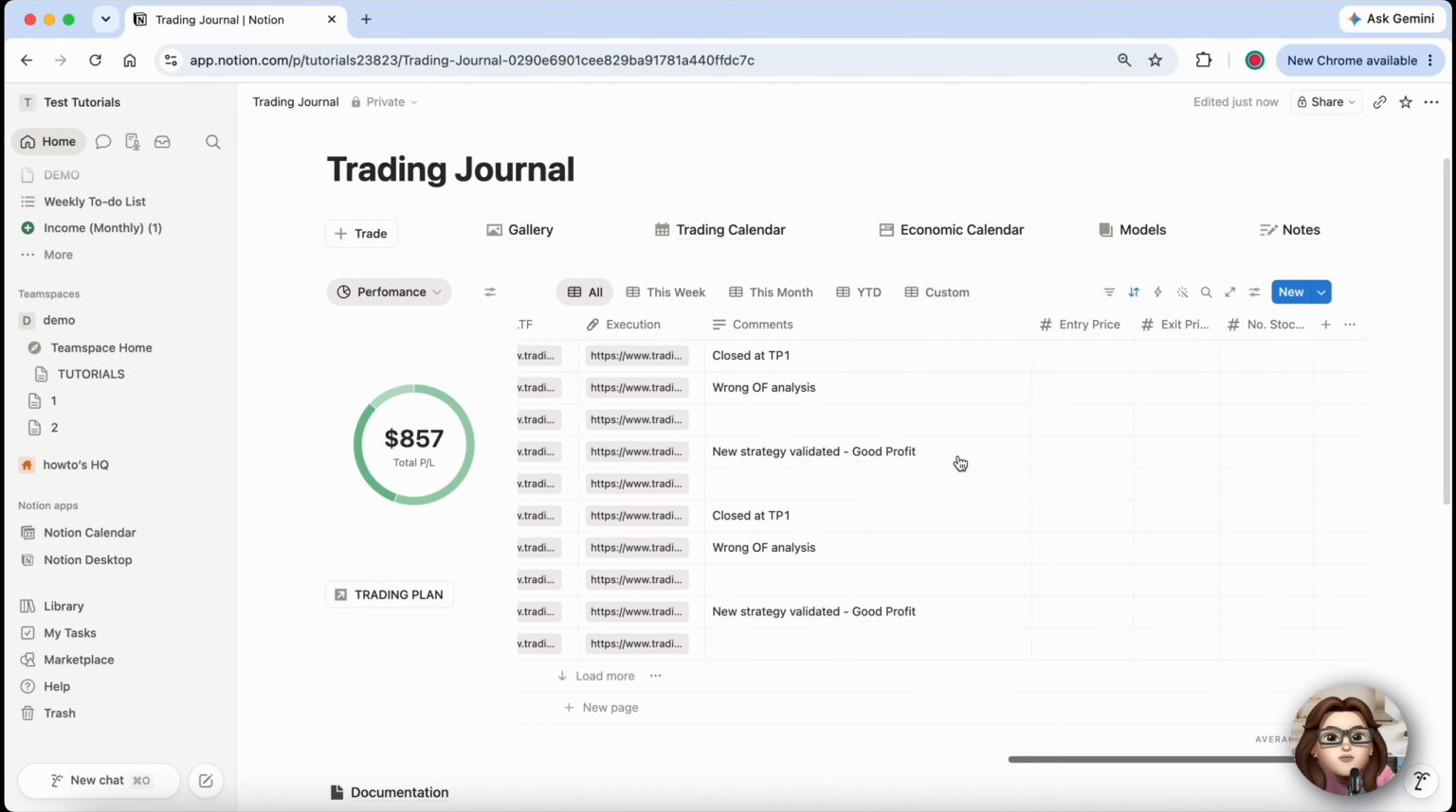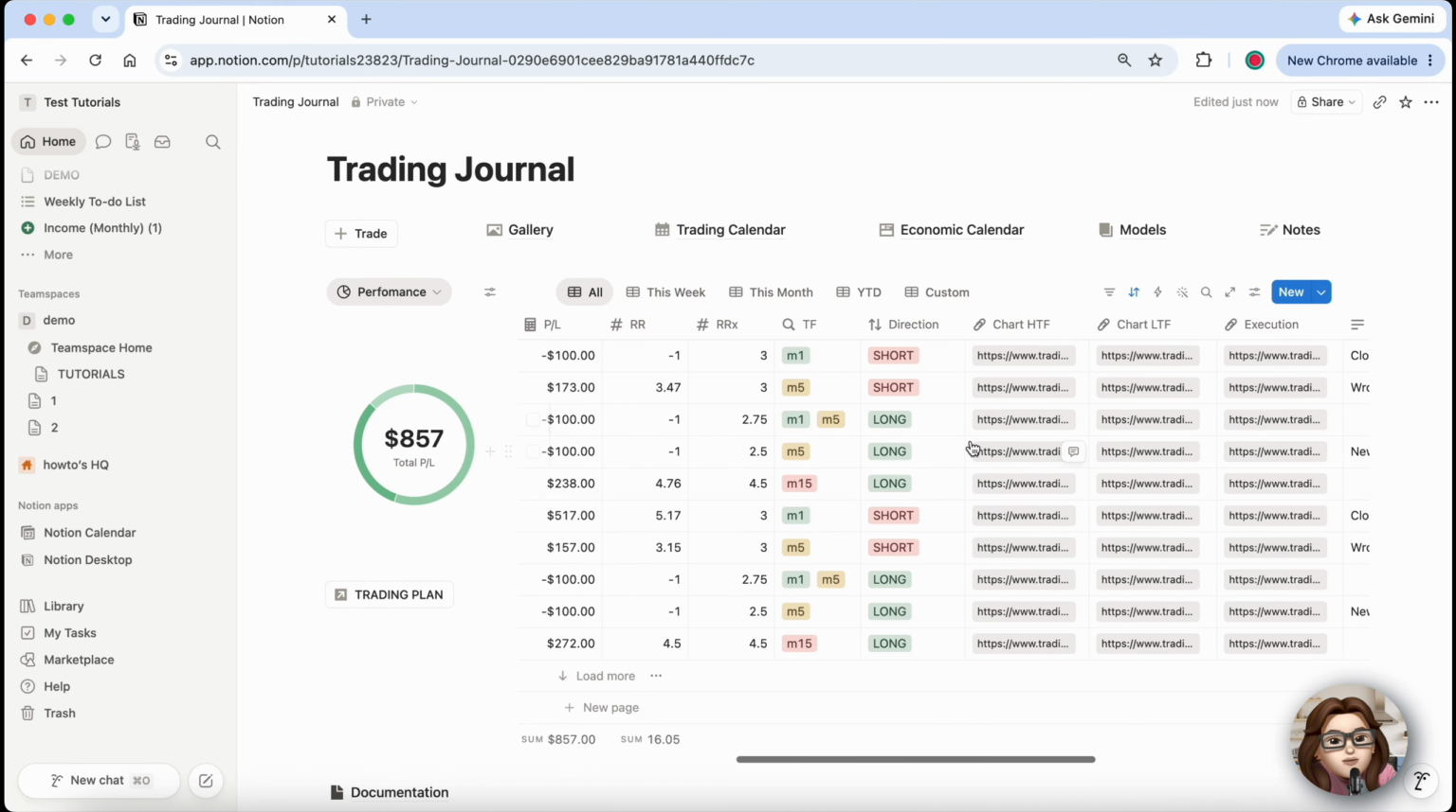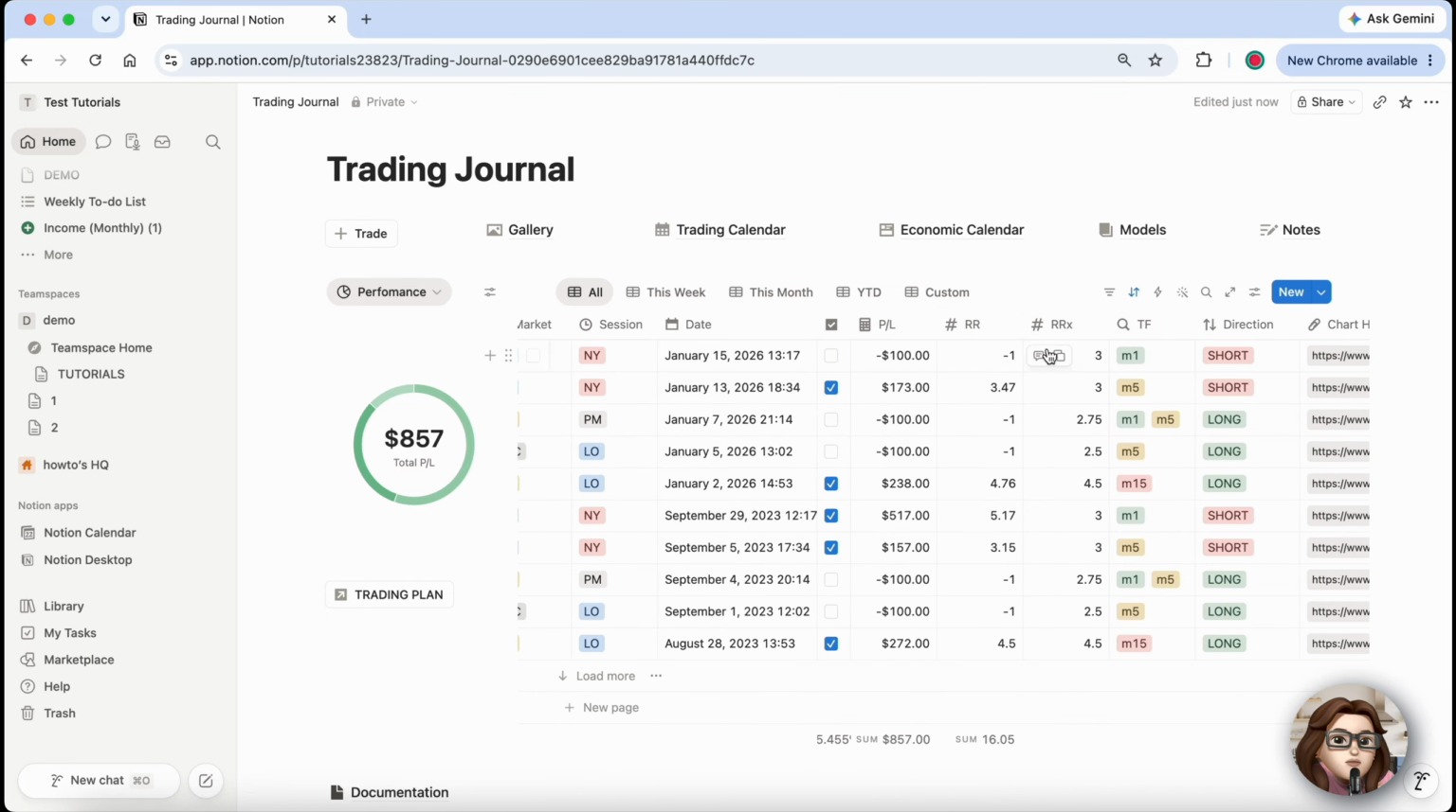Customize the journal by adding properties such as your trading strategy, risk to reward ratio, screenshots, or emotional notes. This helps you review your performance and identify patterns over time.